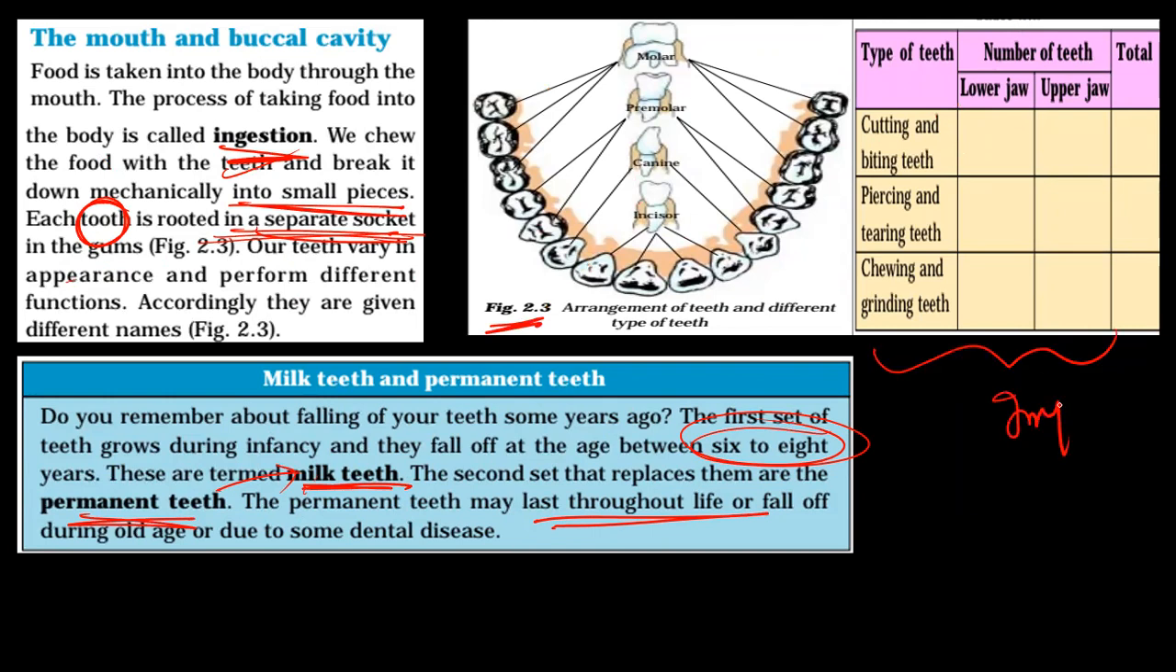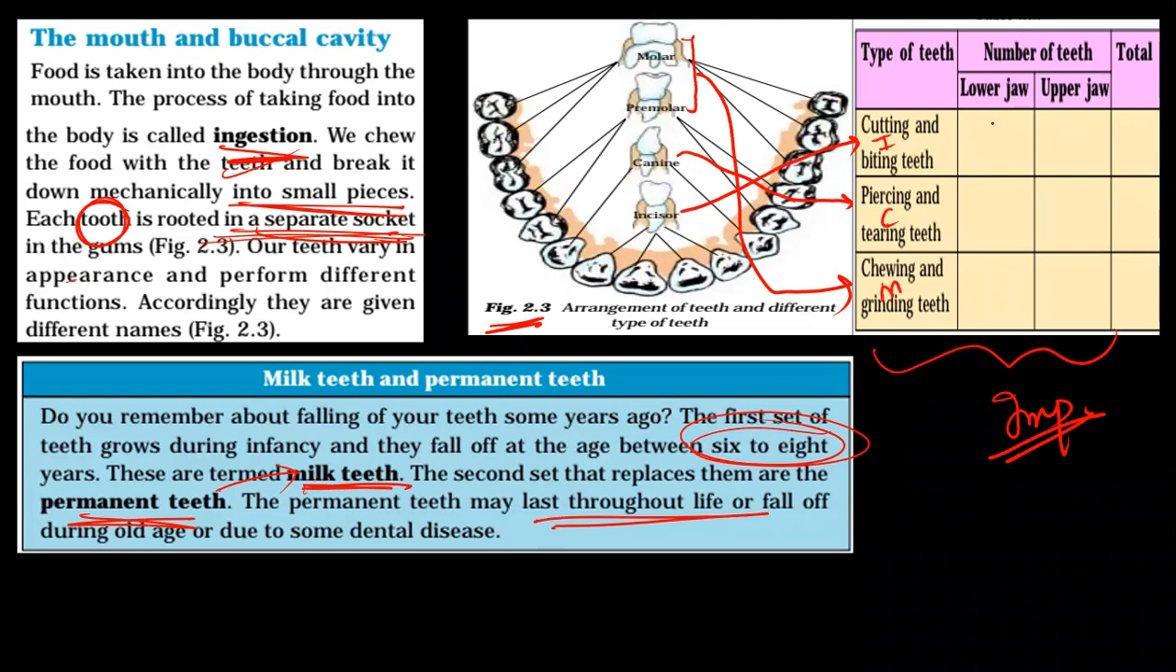We'll be filling this table, and I hope all of you will fill this with me together. First of all, we have incisors, canines, premolars, and molars. These are the 4 types of teeth, which we can classify into 3: cutting and biting teeth, which are incisors; piercing and tearing teeth, canines; and molars and premolars, chewing and grinding teeth. So how many incisors do we have?